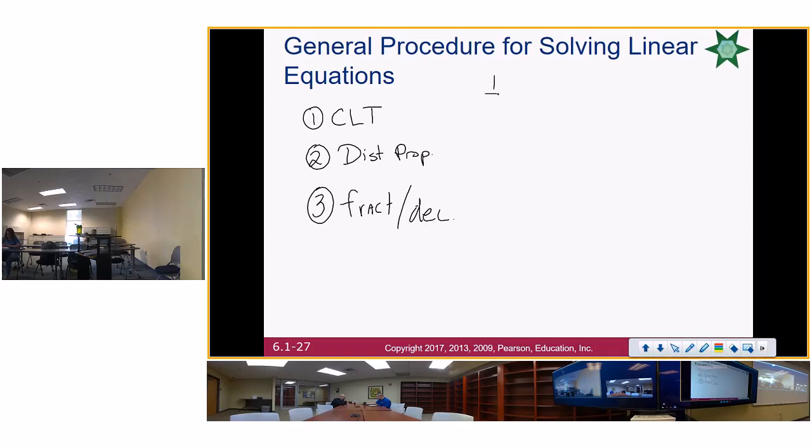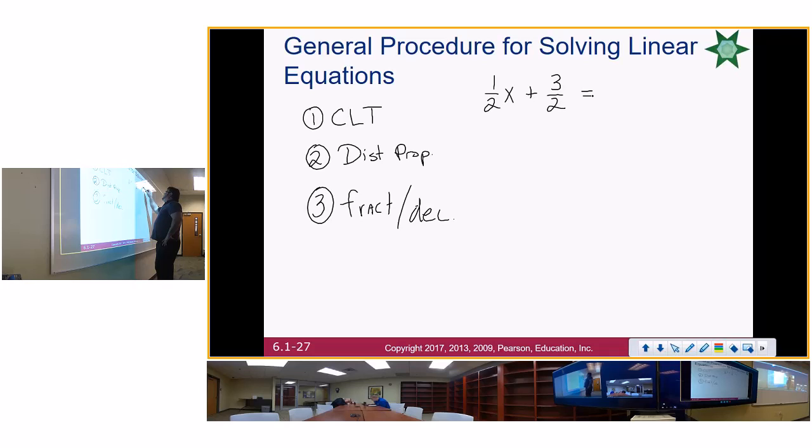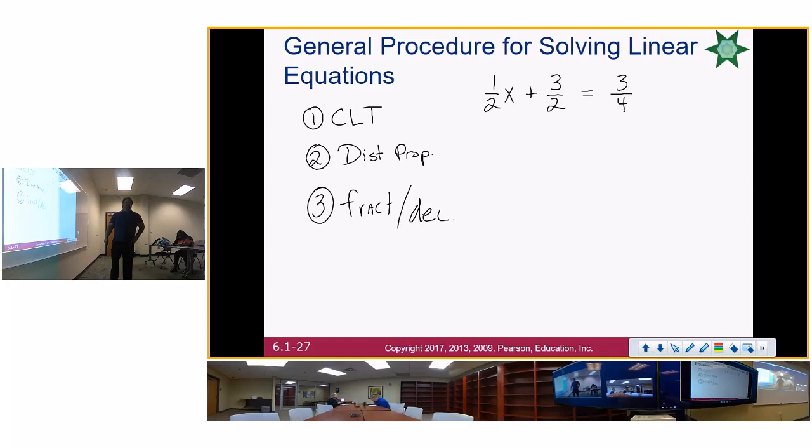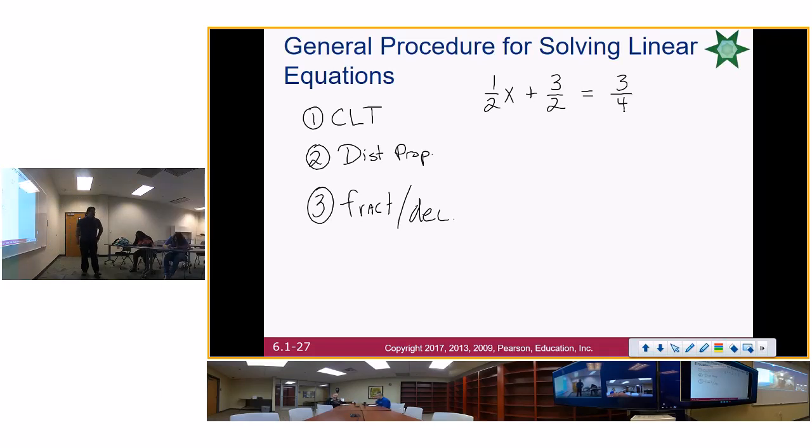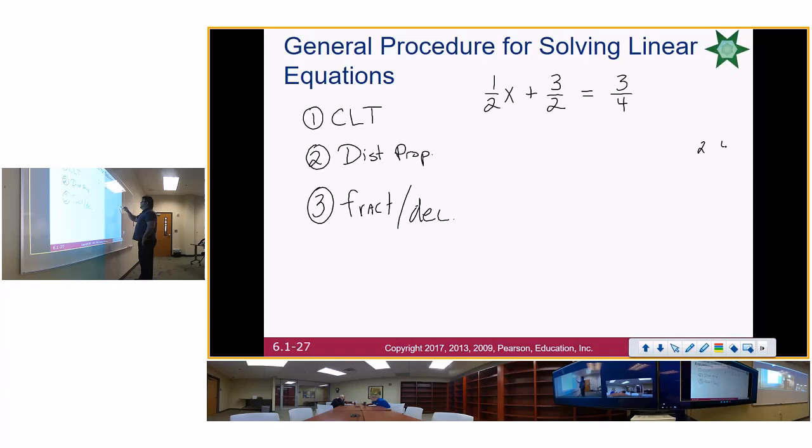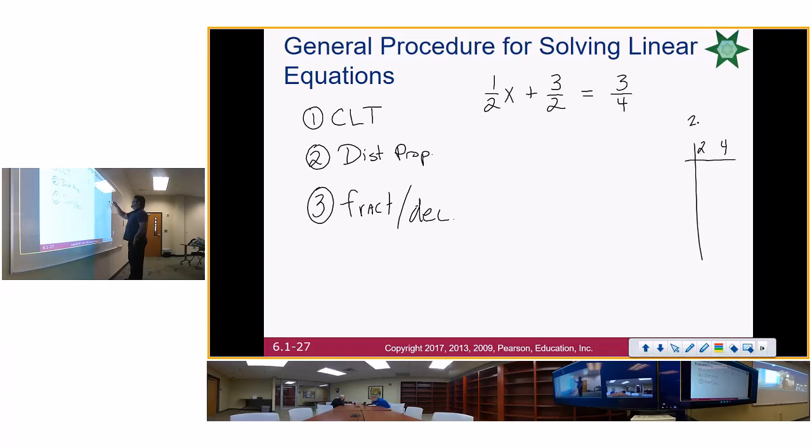So, 1/2 x plus 3/2 is equal to 3/4. Now this one's pretty simple, but it's got 3 fractions in it, so it would scare most of you off as far as doing it on a test. But what is the common denominator of 2 and 4? 4. Good job. So I'm going to multiply both sides by what?